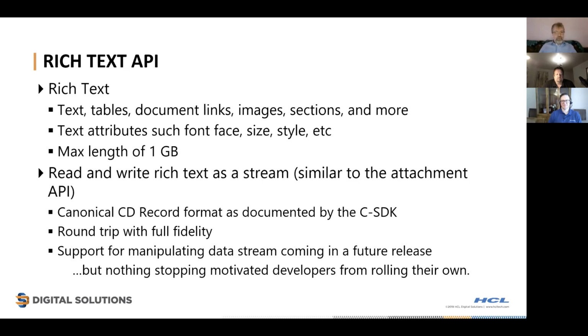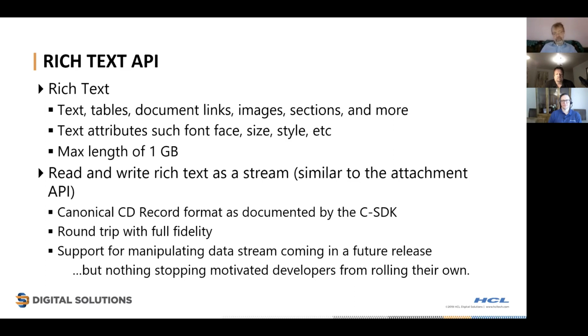And essentially what it does is it returns the canonical CD record format as documented by the C SDK, which if you're a C coder, you know what that is. It's the format that the Domino server stores in the NSF database, and it's the format that the notes editor knows how to render. The good news about that is it round trips with full fidelity. So with this API, you can take data out of a rich text item, store it on disk or whatever, and put it back in another document or the same document, and it round trips because nothing touches the data really.